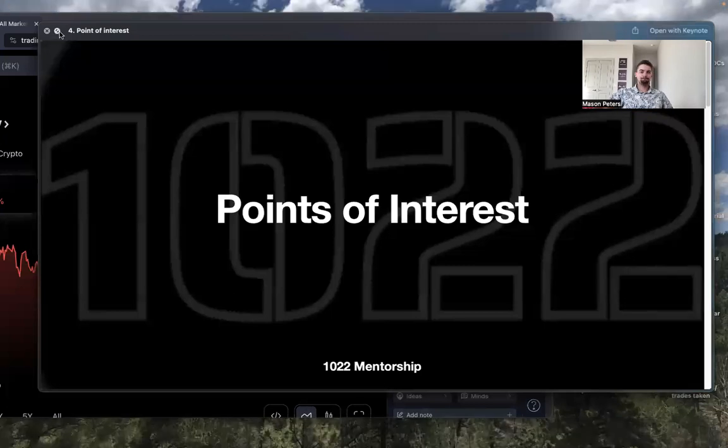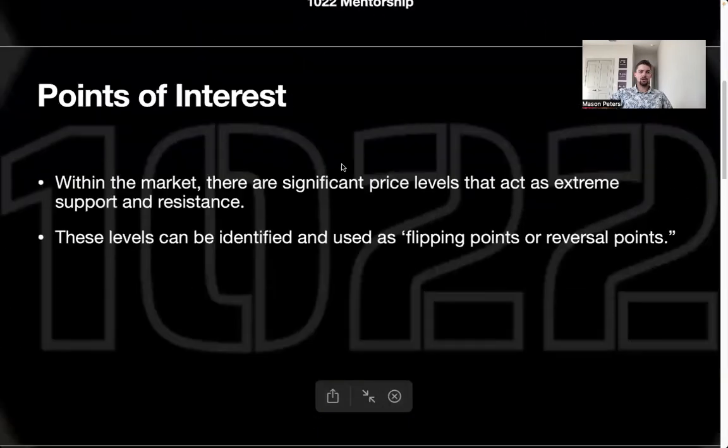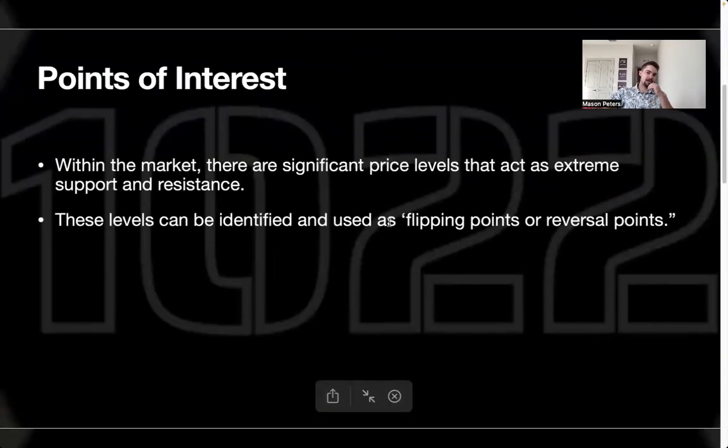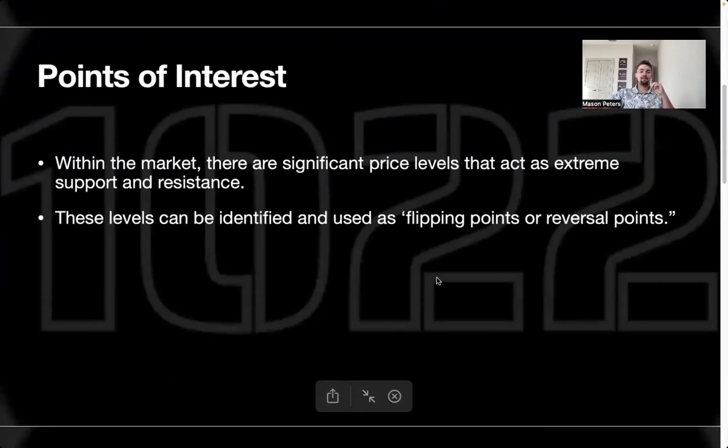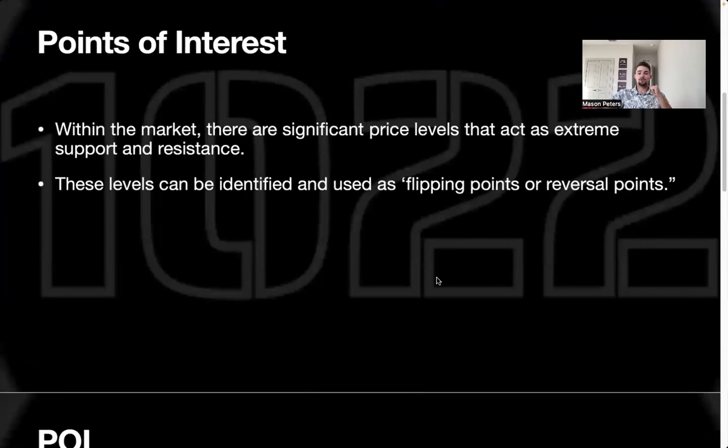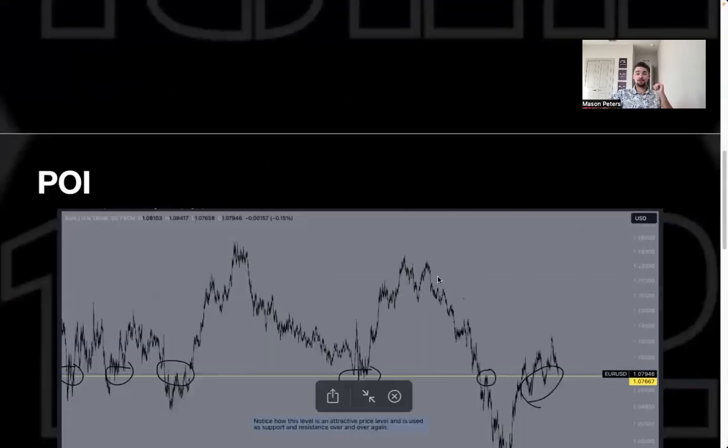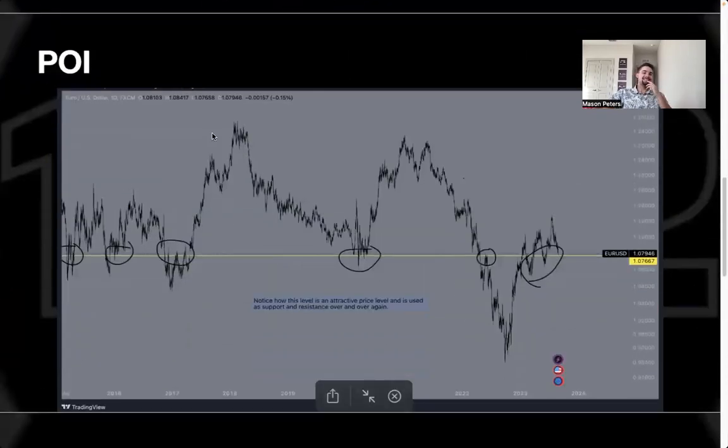So let's waste no time. Let's hop right into it and look at some points of interest, right? These are extreme support and resistance levels, and they are identified as flipping points or reversal points, and also just supports. So this is the daily level on Euro USD.